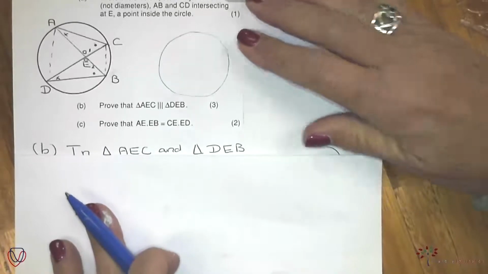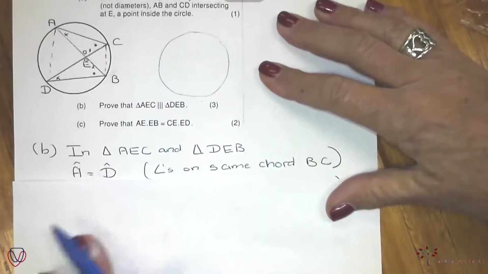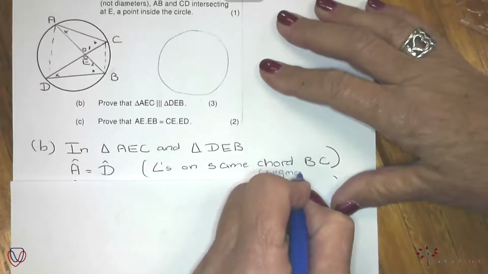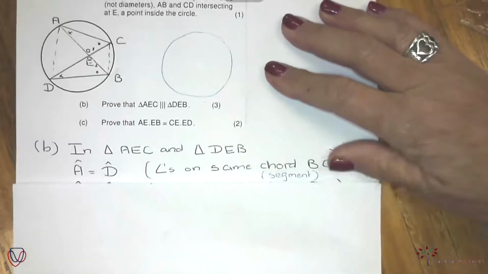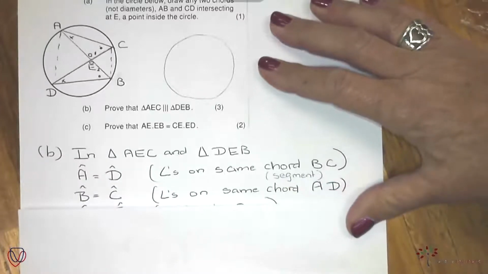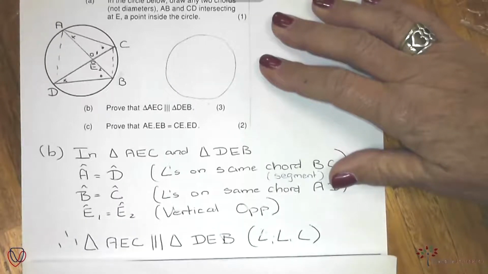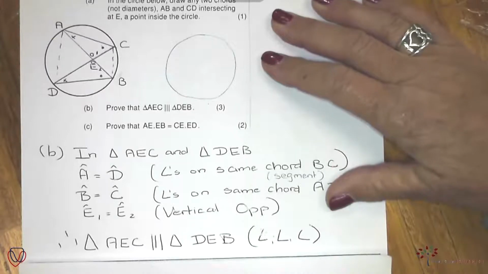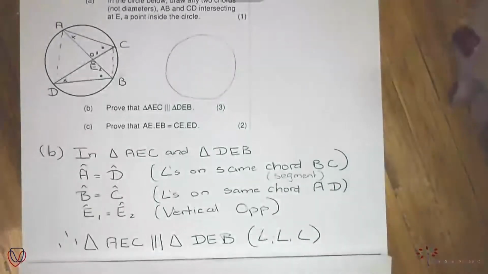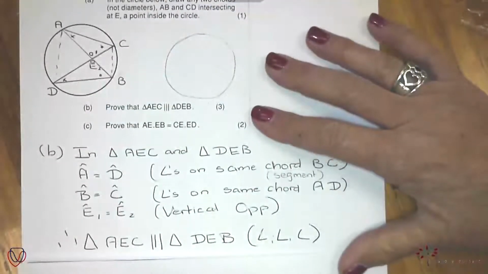In triangle AEC and triangle DEB, A is D, angles on the same chord or in the same segment. The chord is actually not drawn there, but if you draw it, they won't take your marks. B is C, angles on the same chord. E1 is E2, vertical opposite. And then those two triangles will be similar, angle, angle, angle. All these reasons are very, very important. This is a straightforward question now. The drawing of the chords was actually maybe a level 2.